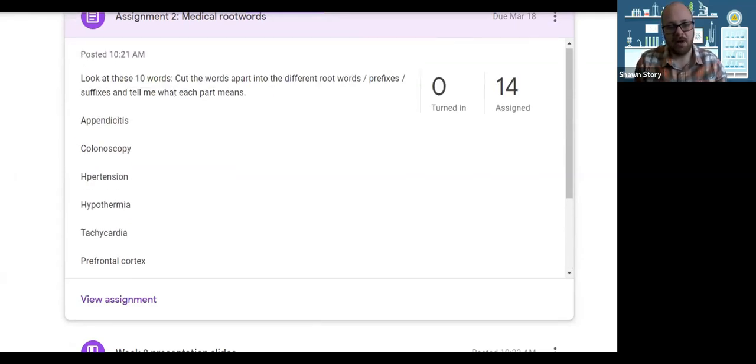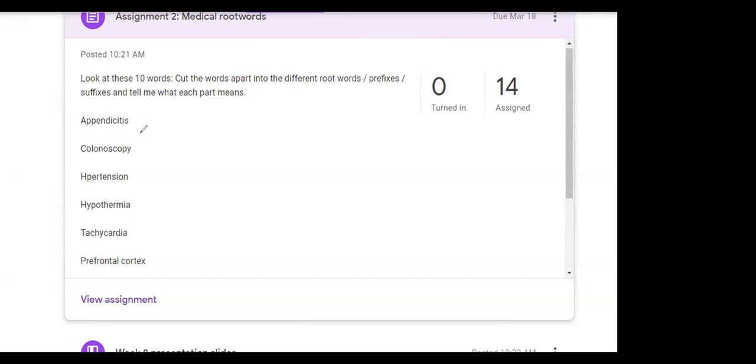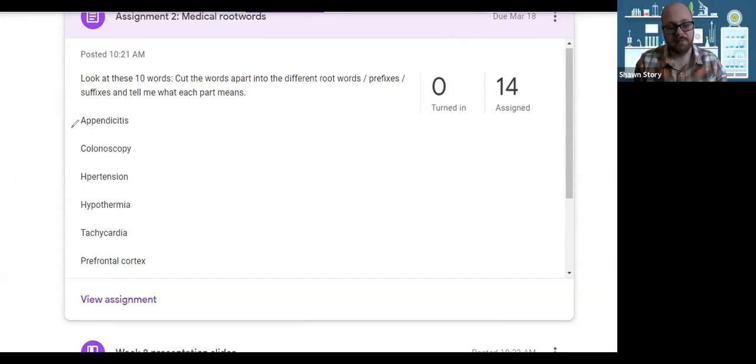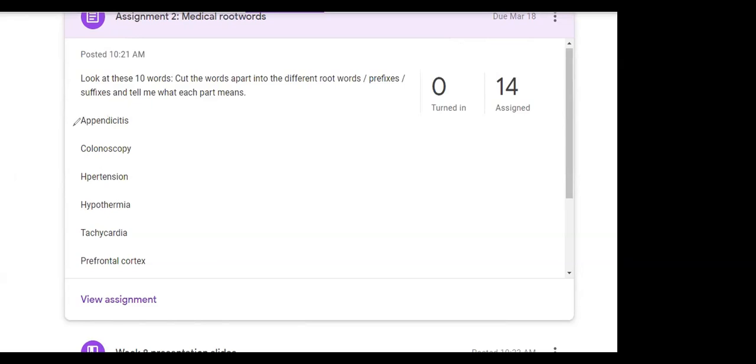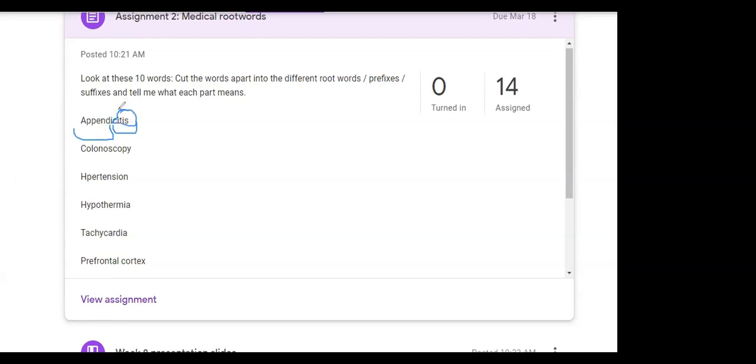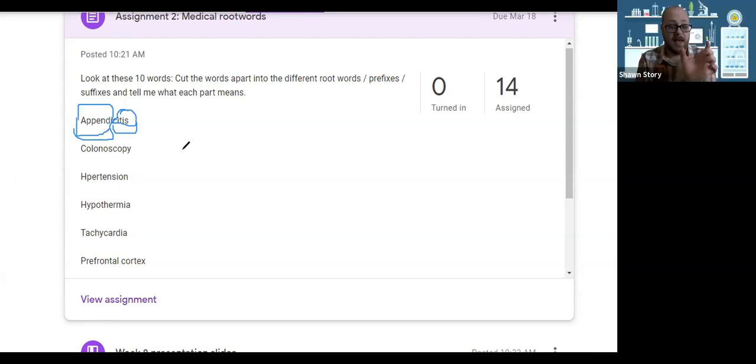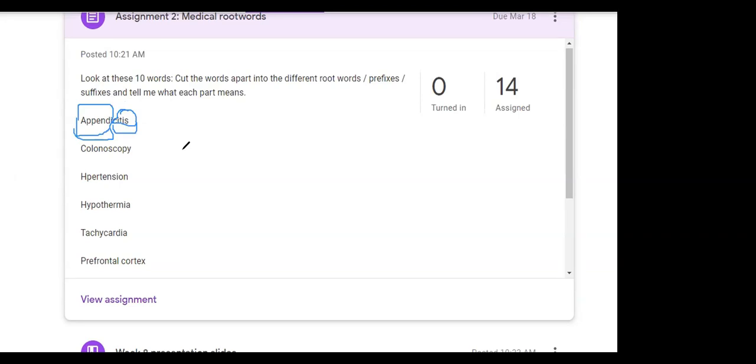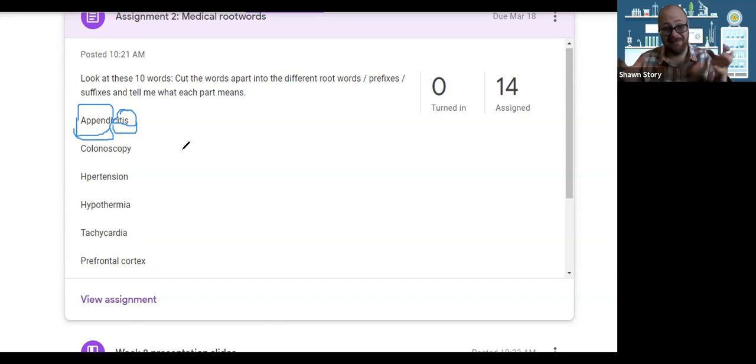Let's do the first one together. Appendicitis. What are the 2 parts of the word? Appendix. Yeah, append. And then itis. What does itis mean? Inflammation of what body part? Appendix. And that's what we need to say. The append stands for the appendix. The itis stands for inflammation. So I know it's inflammation of the appendix. That's what you just type and do that for these 10 words.